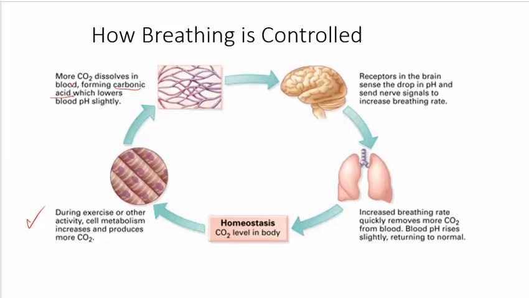Well, your brain senses that drop in pH, and it will signal to increase the breathing rate because the oxygen will raise the pH. And so it's all about the pH as far as how breathing is controlled. And that's, again, one of those homeostatic systems.